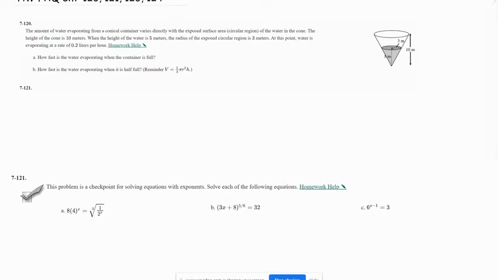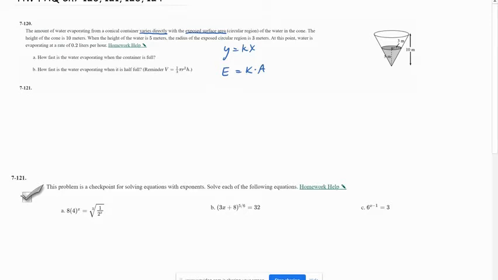So problem 120, let's see, it says the amount of water evaporating from a conical container varies directly. So that means we have direct variation. So y equals kx is the equation we use when y varies directly as x. And so in this case, we're going to have the rate of evaporation is equal to some constant. It says varies directly with the exposed surface area. And so that's the area of the circle. We'll call that A. So E equals some constant times A.